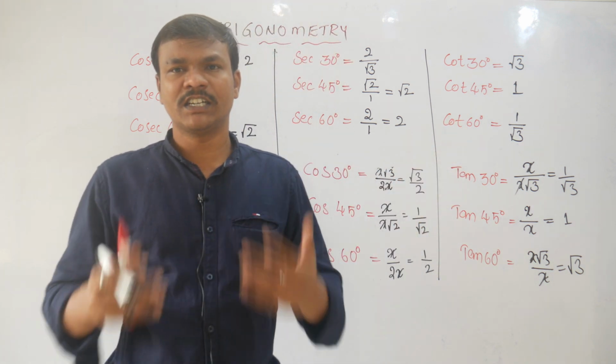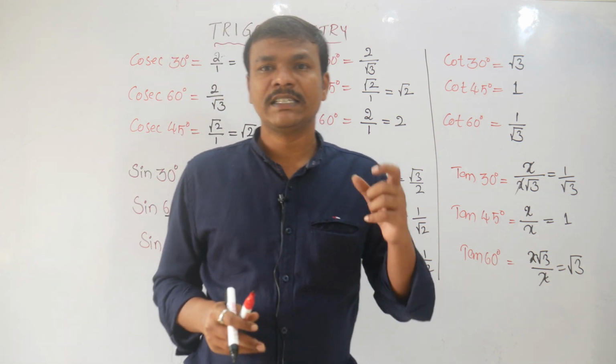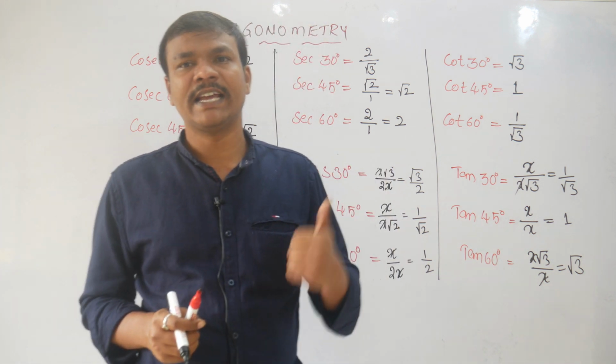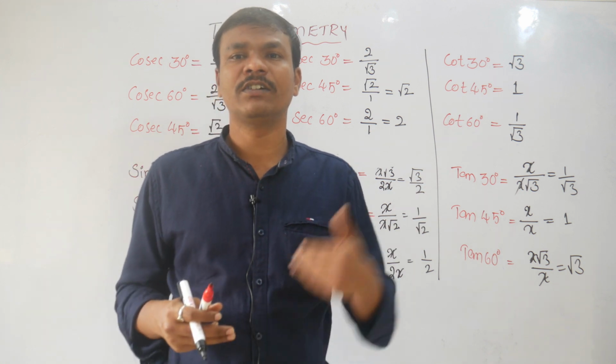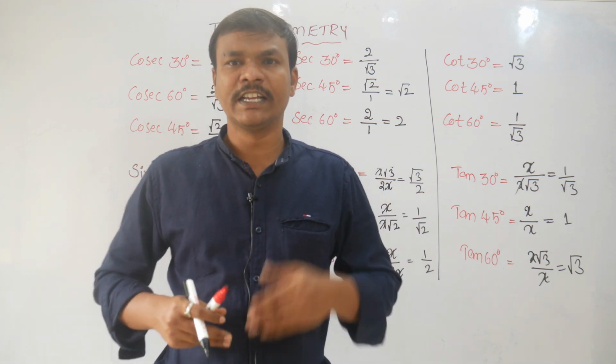In the next session, we are going to find the values at 0 degrees: sin 0, cos 0, tan 0. So different trigonometric ratios of 0 degrees value and 90 degrees value.